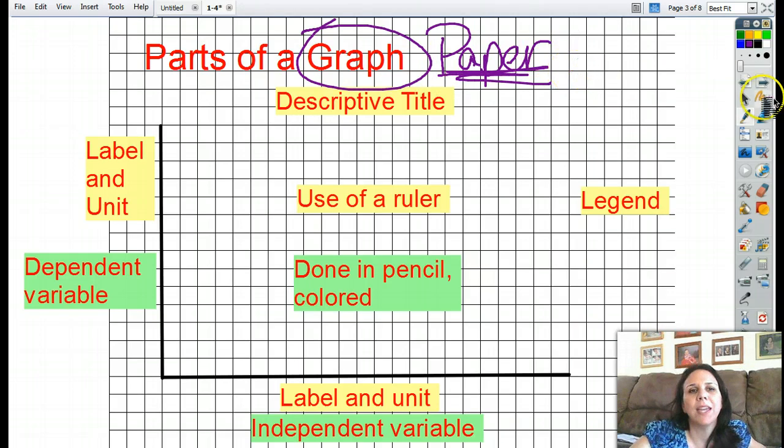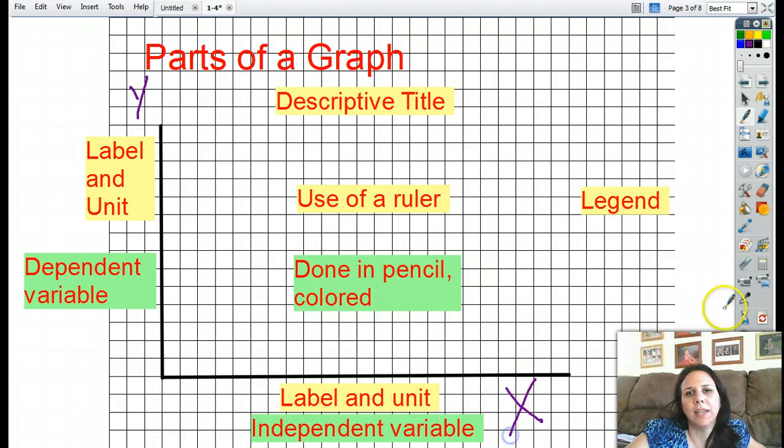Okay, next thing that's very important is you have your y-axis over here and your x-axis over here. So how do I know what goes where? Well, remember back when we were talking about the scientific method that we had variables, the independent and dependent variable, or responding and manipulated variable. Okay, so on the x-axis on the bottom is always going to be the independent, or what we call the manipulated variable.